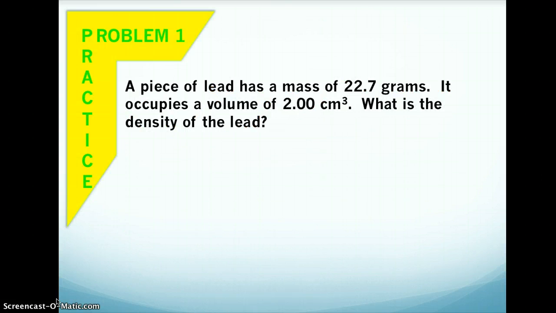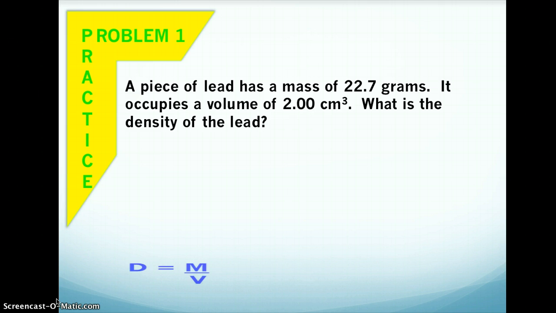Here are some sample mathematical problems that we are going to do in class and, well, you're going to do in the video. A piece of lead has a mass of 22.7 grams. It occupies a volume of 2.00 cubic centimeters. So what's the density of lead?